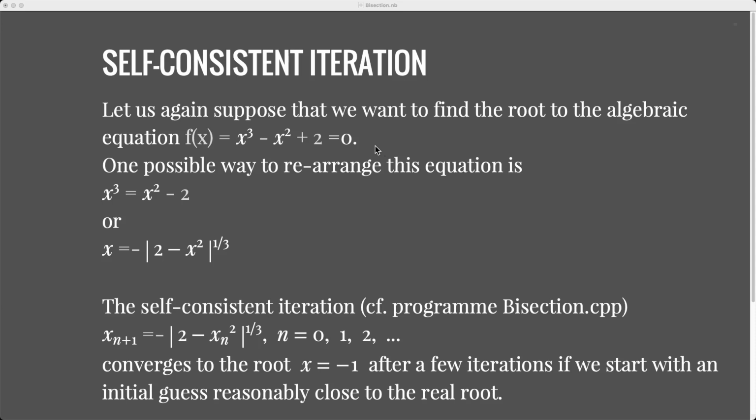We can try and rearrange this equation like this. So let's take x cubed to the left side and x squared minus 2 to the other side. Then this would look like this. And then we can take the cubic root of this equation. So we have x equals the cubic root of 2 minus x squared.